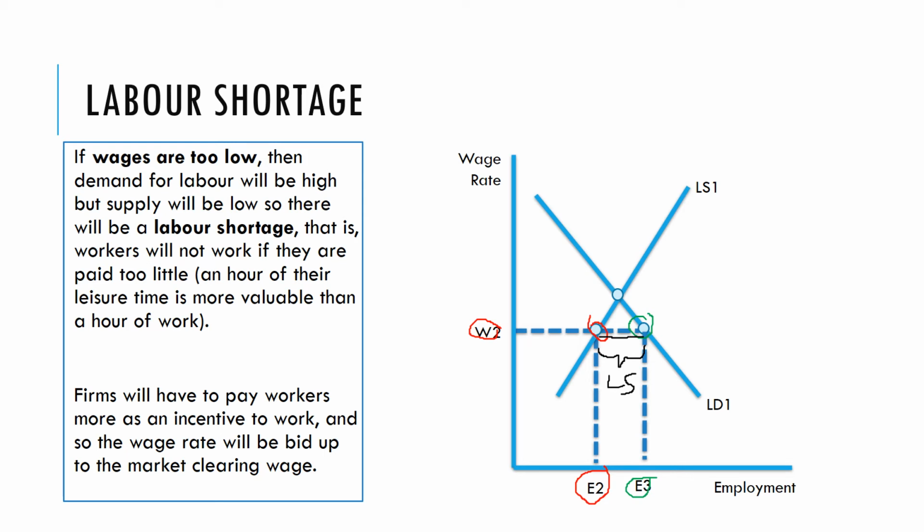So in this situation, what we would expect, where we've got demand outstripping supply, is that market forces will take over and the market wage rate should rise towards an equilibrium position.